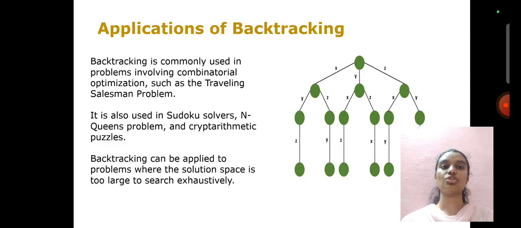The applications of backtracking. Backtracking is commonly used in problems involving combinatorial optimization, such as the traveling salesman problem. It is also used in various Sudoku solvers, n-queen problems, and cryptarithmetic puzzles. Backtracking can be applied to problems where the solution space is too large to search exhaustively.